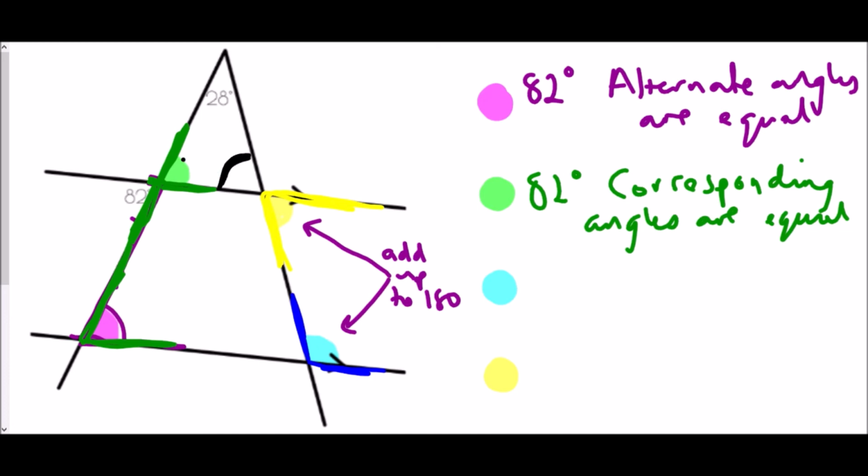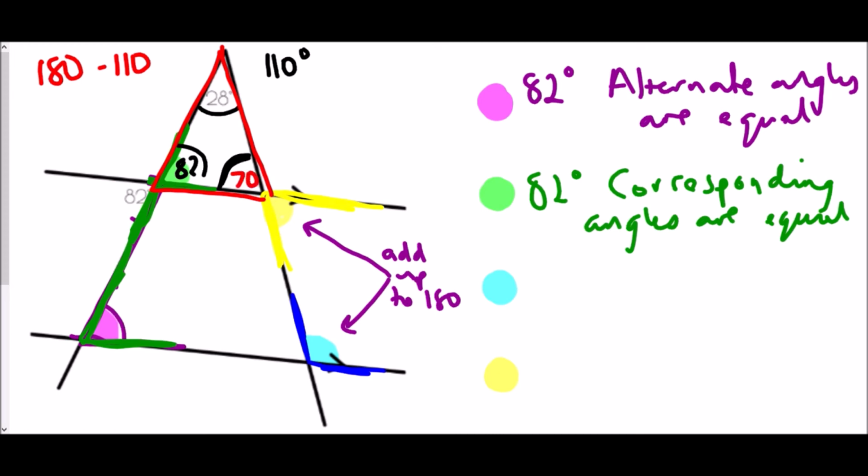We know that this is 82 degrees, and we know that this one is 28 degrees. Now, together, that makes 110 degrees. Now, there is a rule that we can use here because we actually have a triangle. We have a triangle, and the angles in a triangle must add to 180 degrees. And therefore, 180 take away 110, well, that means that this angle is 70.